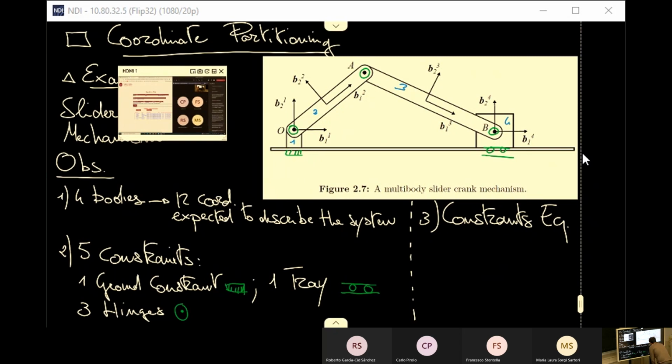So we have the ground constraint. We said it's 3 equations. Then we have hinges.